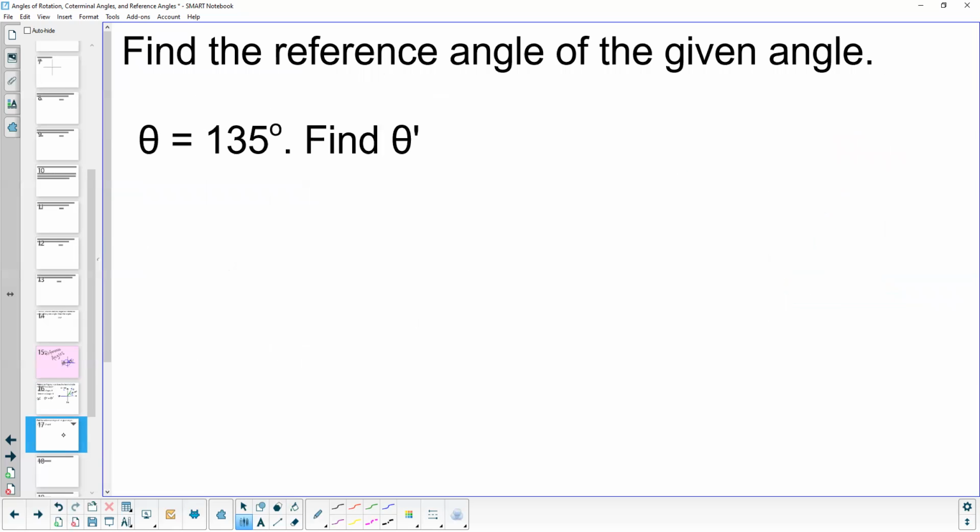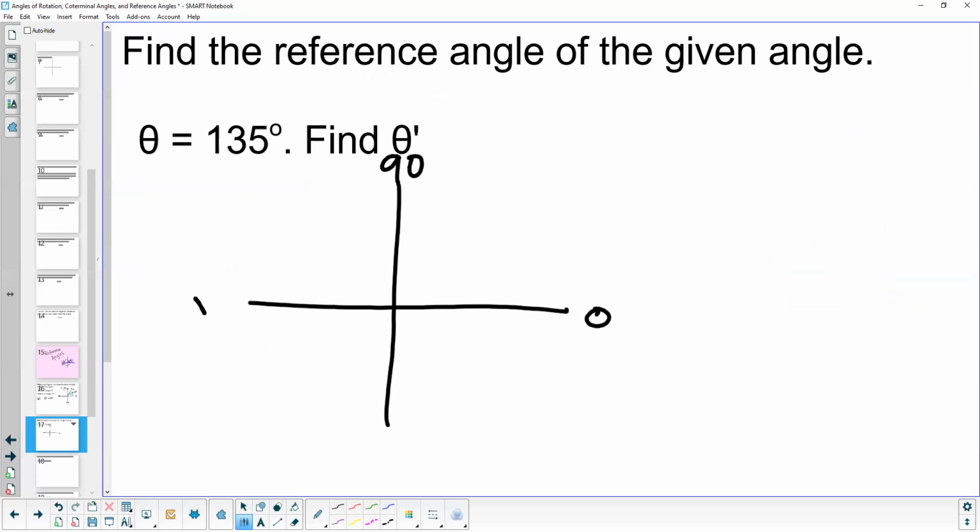This case, we have a standard angle of 135 and we want to find our reference angle. So we're going to do that first by sketching our angle here. So we've got a positive angle. So we've got 0, 90, 180, and 270. Okay, so as we have these here, we're going to start at our 0. 135 is between 180 and 90. So we're going to come over here and we are going this way.